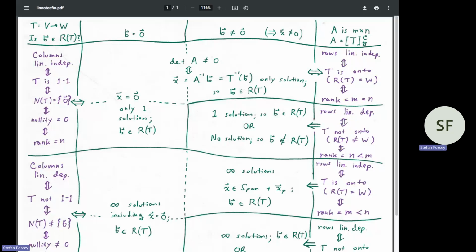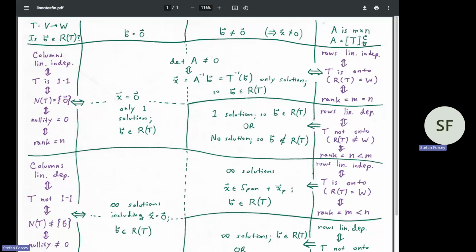So the question is, is a vector B in the range? Once you create the matrix, you can just augment it with B and ask, is that in the range? And that's the same thing as solving the equation AX equals B for the matrix A.